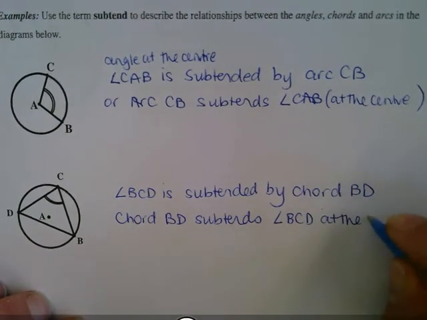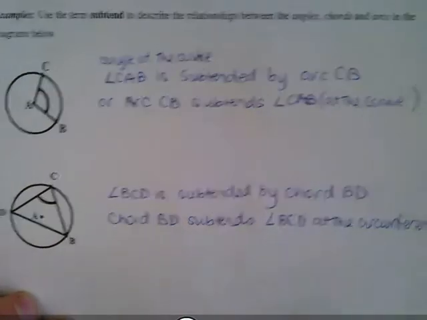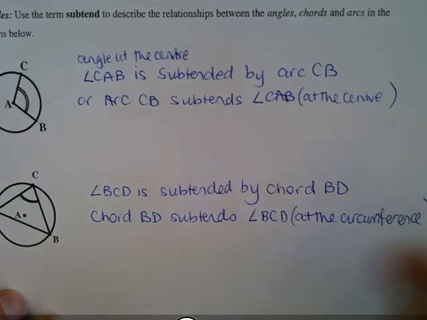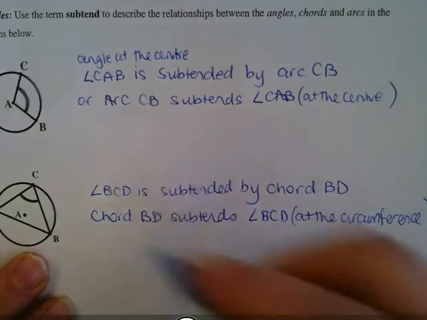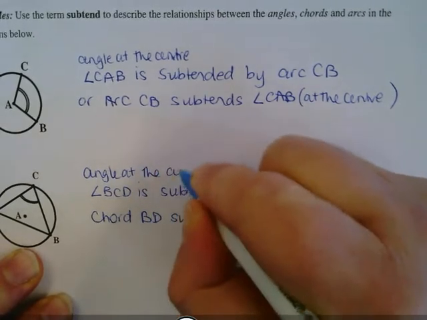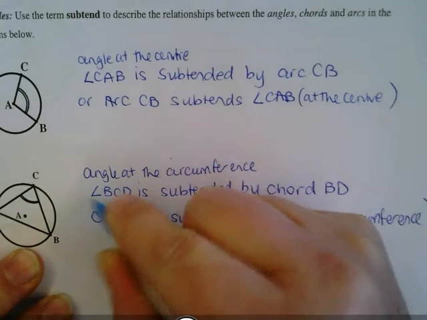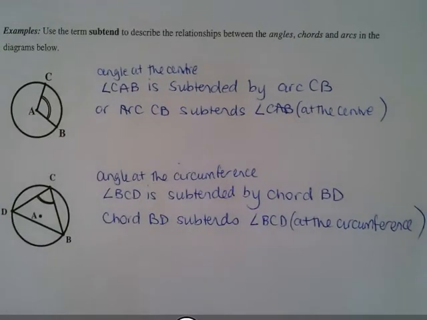Do you have to write both? You can just choose. You can write just one of them. One of them's fine. So this one's at the circumference. So chord BD subtends angle BCD at the circumference. And I could say here the angle at the circumference, which is angle BCD, is subtended by chord BD. The A is just the center of the circle.